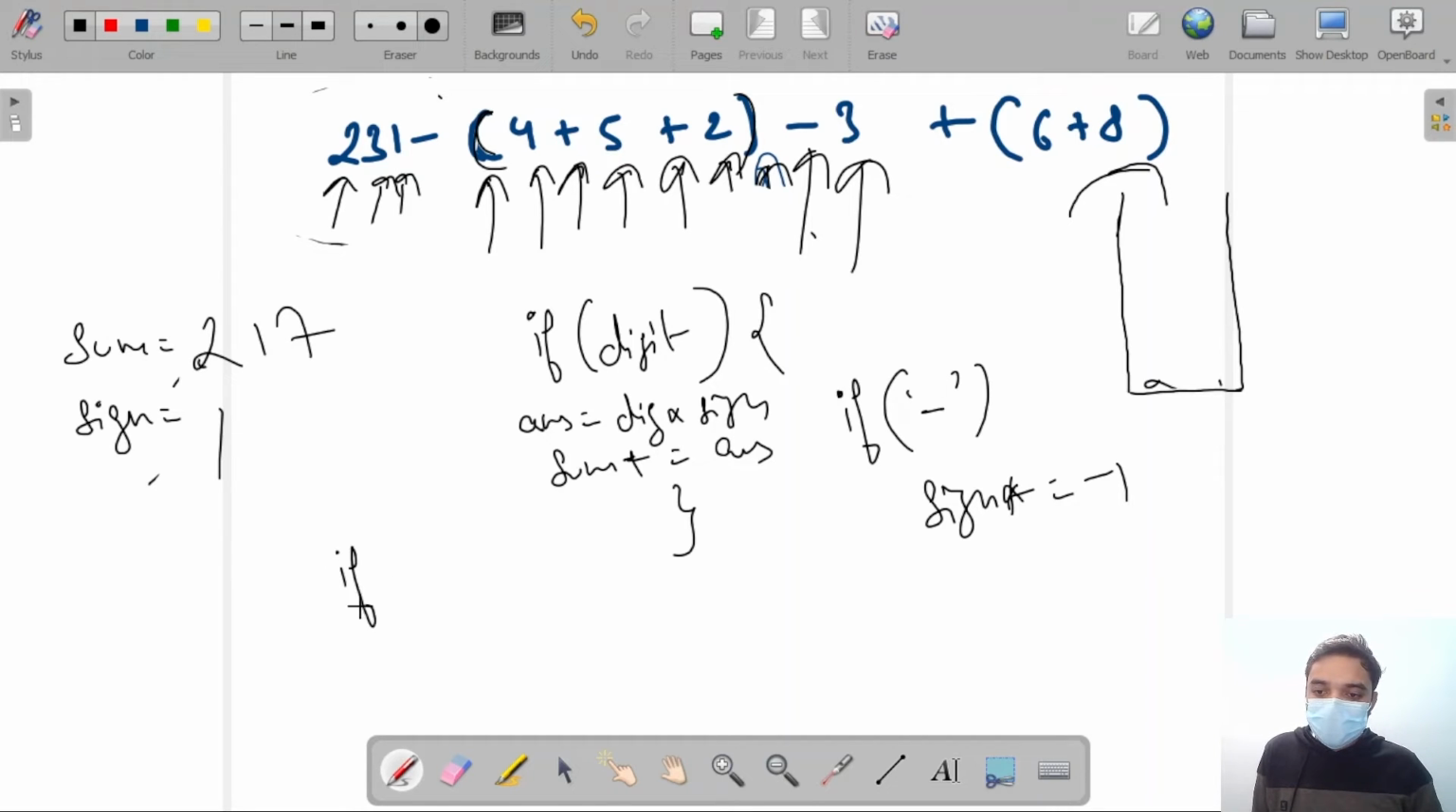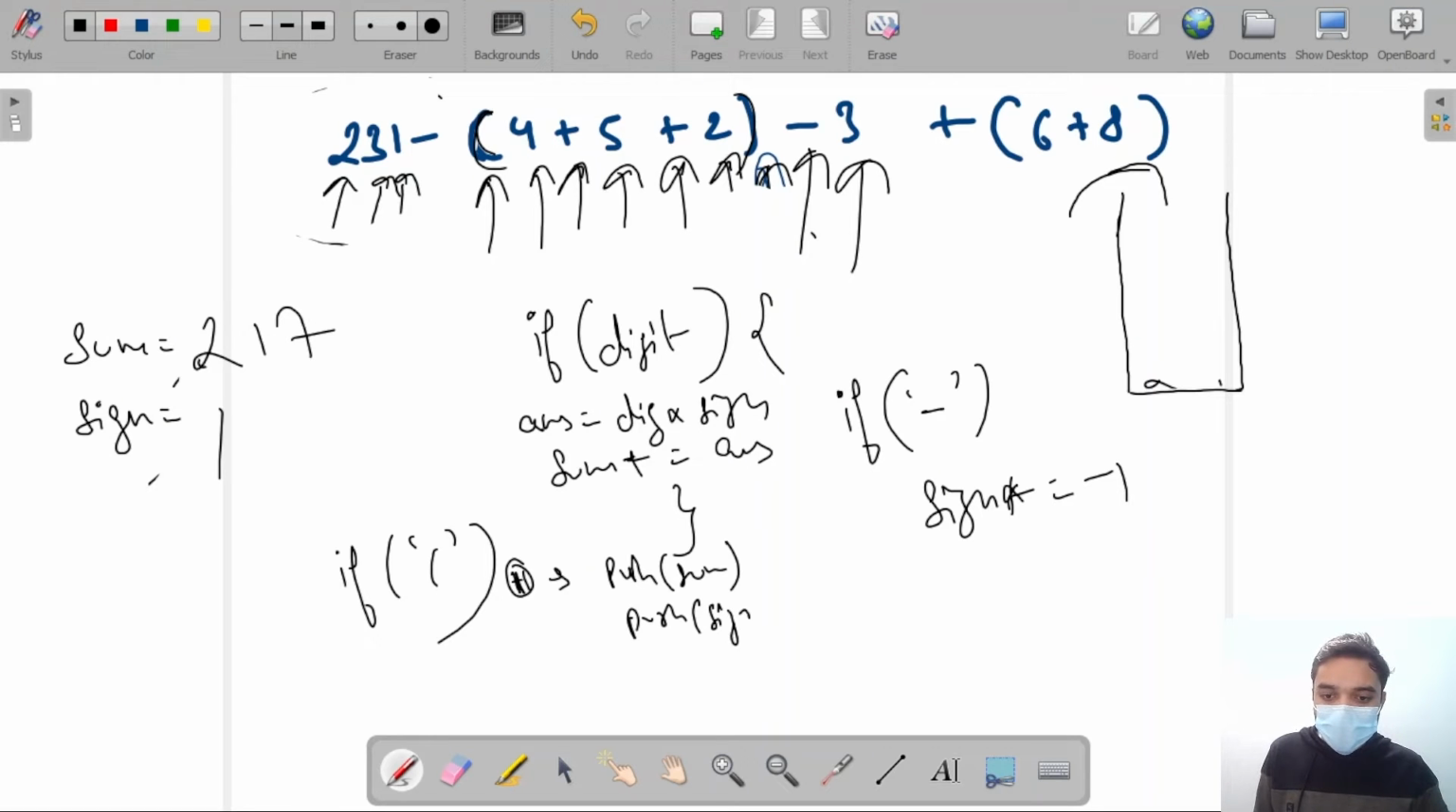Now if I am getting an opening bracket, what I have to do first is push my sum, then push my sign. Fine. After this, I have to update my sum to 0 and my sign to 1.